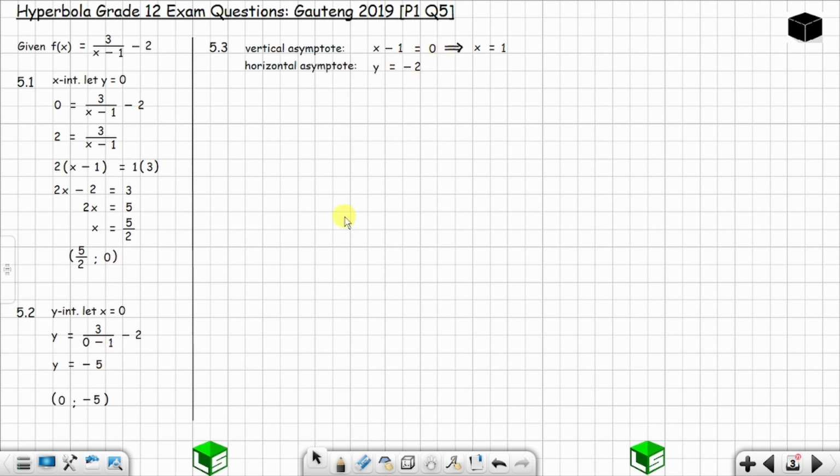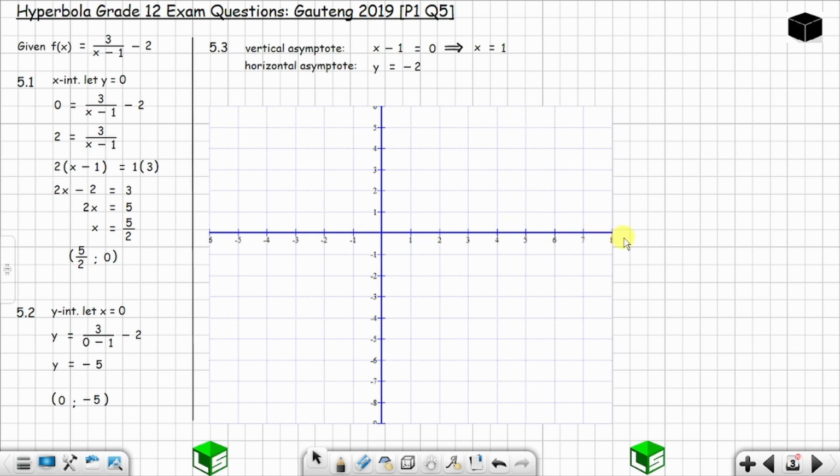So you have your Cartesian plane. This is the x-axis and this is the y-axis. You have your x-intercept at 5/2. 5/2 is 2.5, so this is the x-intercept. It's there, right? The coordinates are 5/2 and 0, or you can write it as 2.5 and 0.